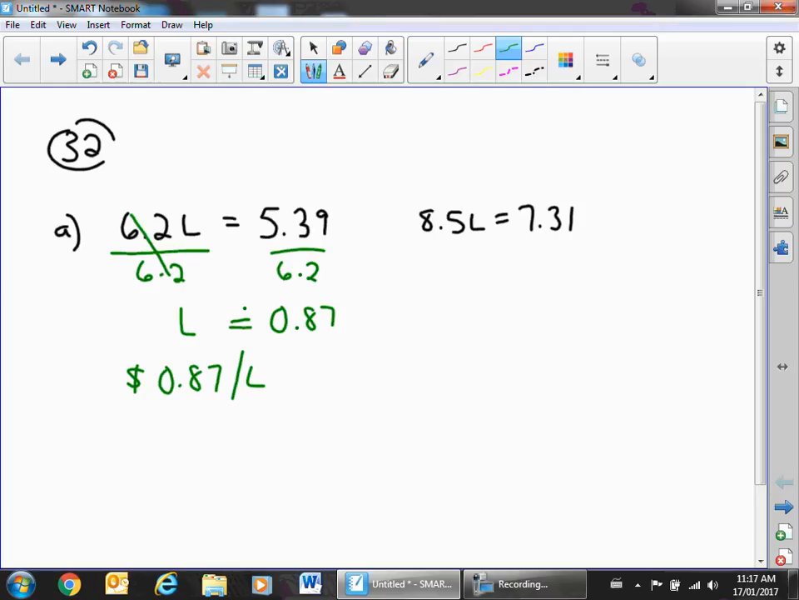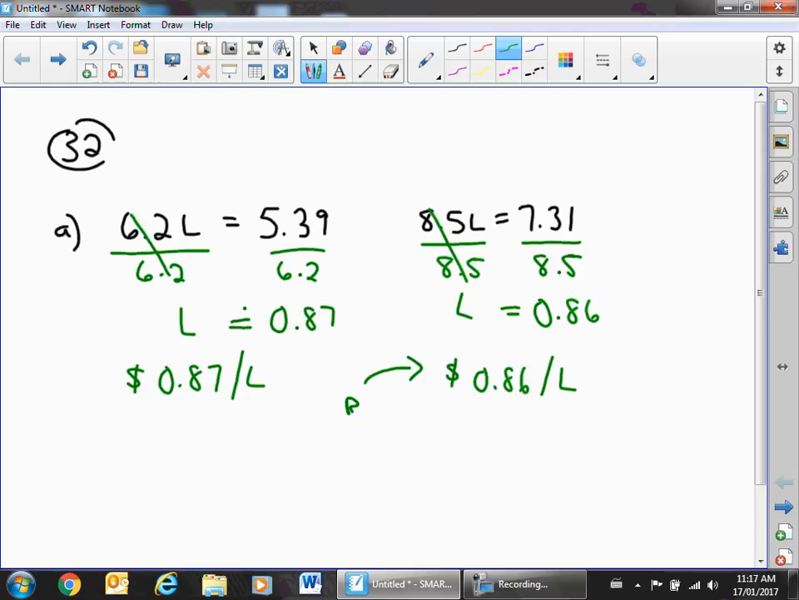On this one, we're just going to do the exact same thing. Divide both sides by 8.5, and those cancel out, and your total is 0.86. So therefore, this one here is 86 cents per liter. And if it's 86 cents per liter, then that means that this one here is the better buy.